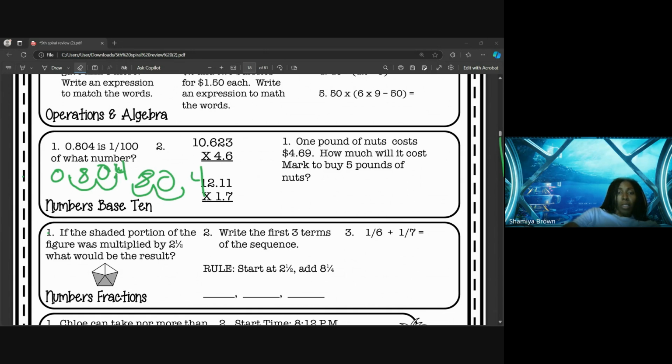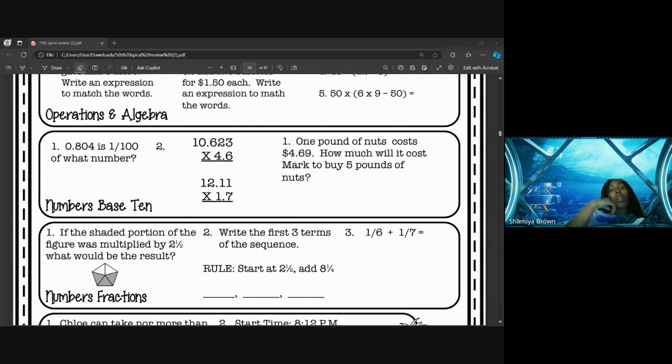All right, next one. There's the multiplication, but with decimals in it. So I'm going to do this just on top of everything. So I got 10.623 times 4.6.